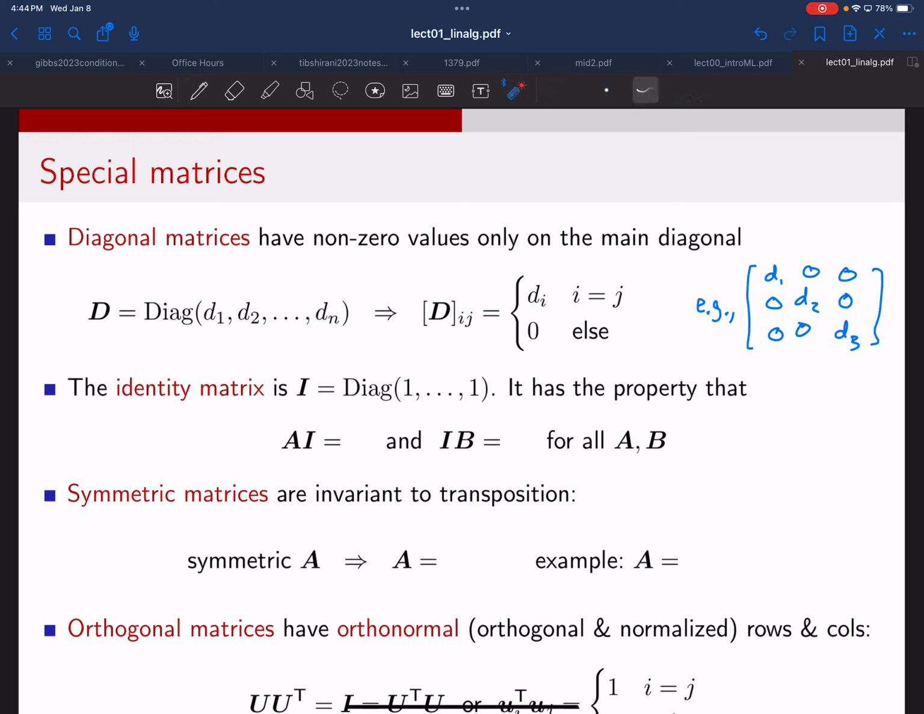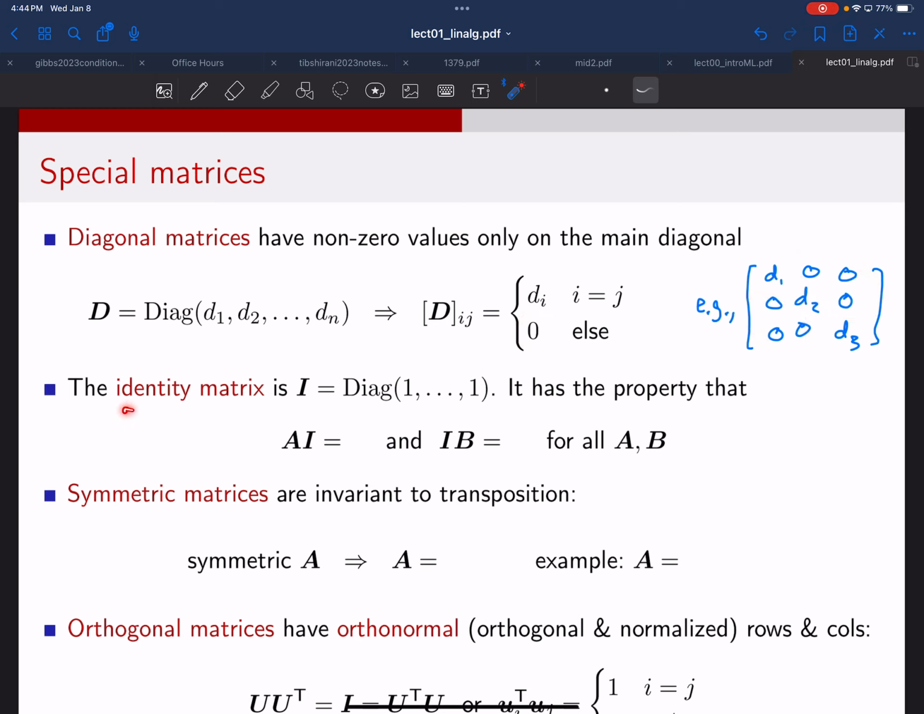And because they show up a lot, we might just come up with this notation. Diag of D1 through Dn would be a matrix that is n by n, and along that main diagonal, you have those n numbers. And here's another way we could write it: when you look at the ith row and jth column of D, if i equals j, which means you're on the main diagonal, then you get Di. But if i is not equal to j, that means you're somewhere off the main diagonal, it's always going to be 0.